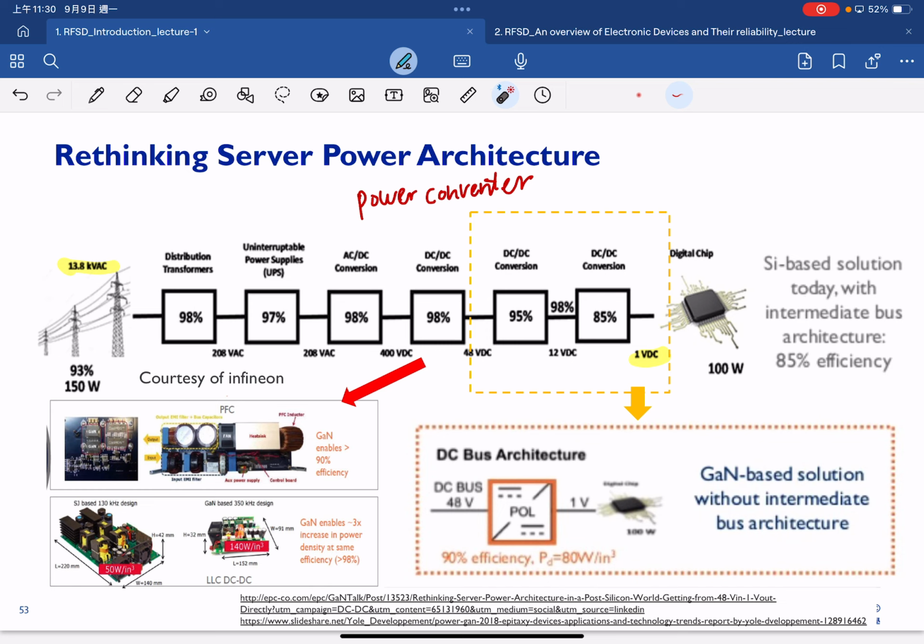And in the case of a new material like gallium nitride, in the past we needed a two-stage converter, but now we can use only a one-stage converter. We can increase efficiency, and that also saves energy loss.